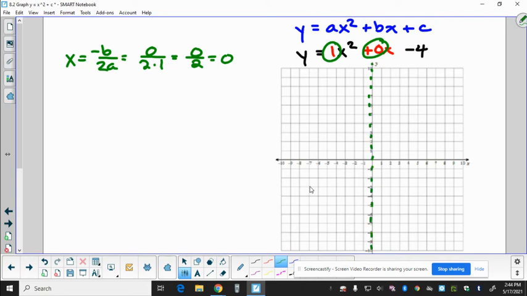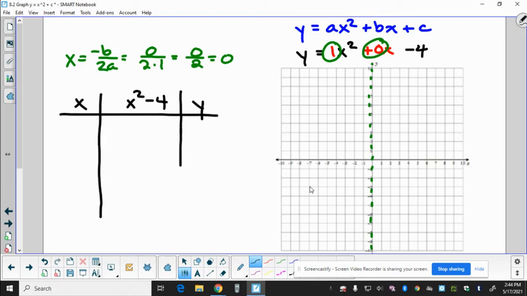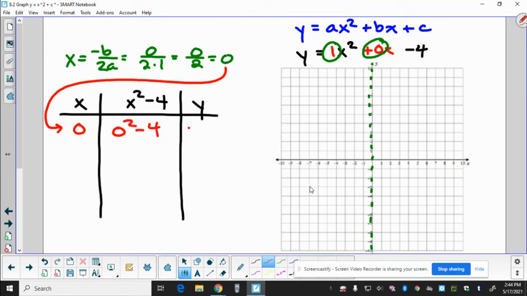Next, let's set up our table of values. Our function is x squared minus 4. All right, let's find our vertex first. And that's going to give you a negative 4. So 0, negative 4 is the vertex. Let's pick some more numbers. How about we do a 1? That'll give you 1, negative 3. Let's go ahead and plot that point.